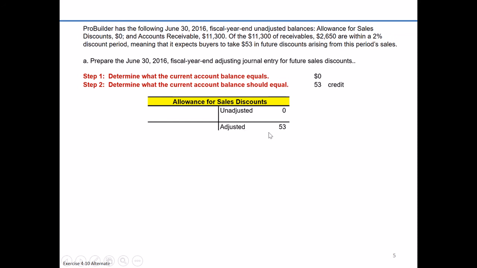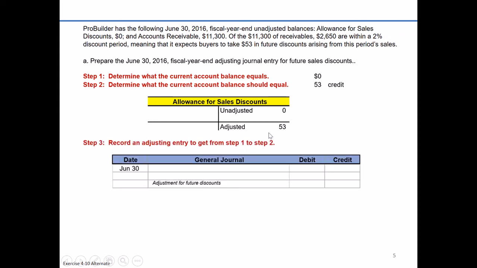If we want the balance to be a $53 credit, what do we need to do in order to get it there? Currently it's zero. We want it to be $53. So we're going to have to credit the allowance for sales discount account for $53 in order to get it up to the adjusted amount.